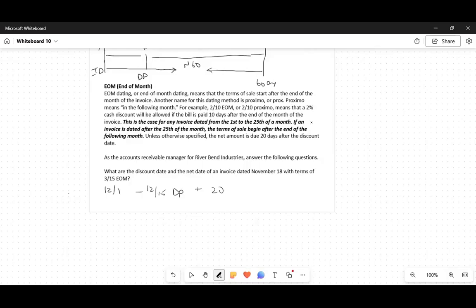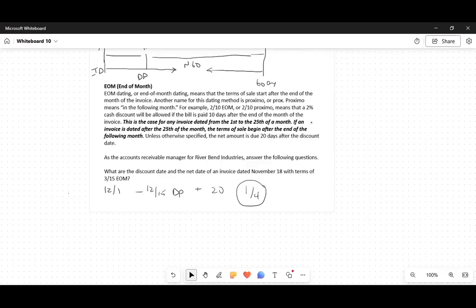So 12/15 plus 20 days comes out to 12/35. There is no 12/35. So 12/31, and then January 1st, 2nd, 3rd, 4th. So it would be 1/4. That's when it's due. And again, it's all depending on the date of the invoice.